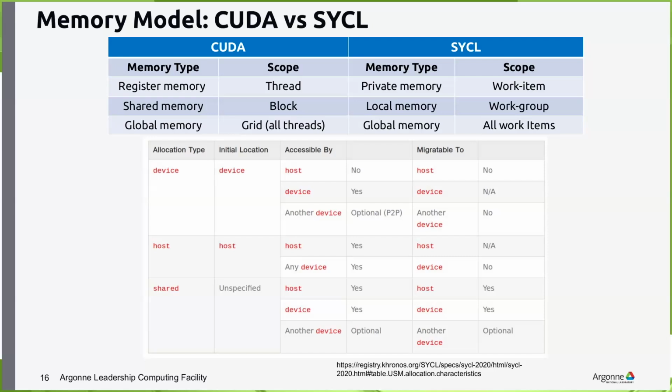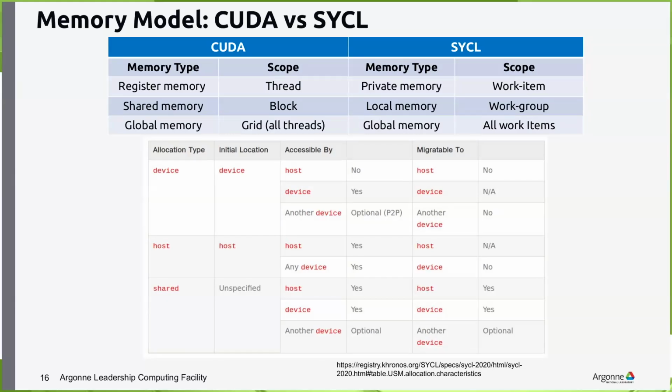So there is register memory, which is very local to the thread. Similarly, you have private memory, and shared memory, which one uses heavily on the CUDA side for better performance. In SYCL it is called local memory, or shared local memory, and you have a traditional global memory as well. This chart from the SYCL specification provides you 3 different allocation types.